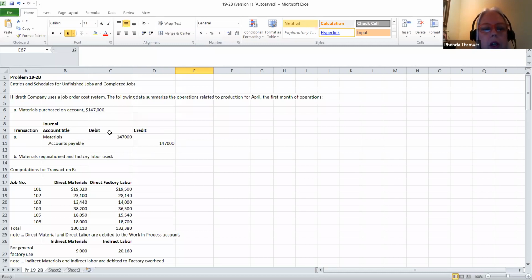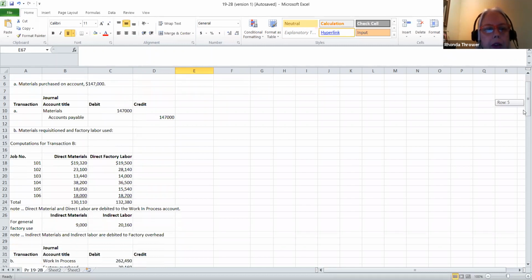We also purchased those materials on account, so our accounts payable would be involved. That's going to be our credit because accounts payable is a liability. The liabilities are going to increase on the credit side. So in this journal entry, we debit materials for $147,000 because the asset account materials is increasing, and we're going to credit our liability account called accounts payable.